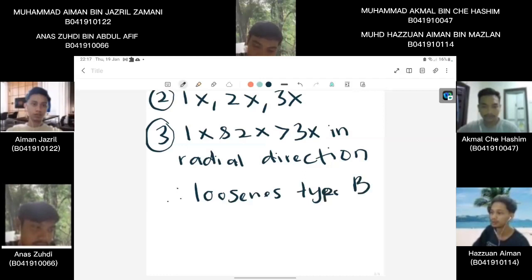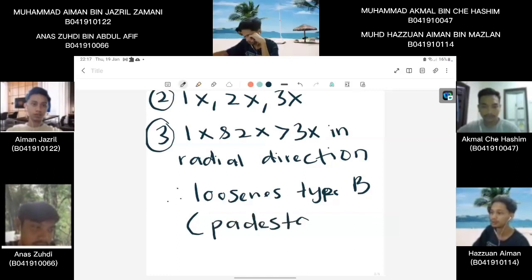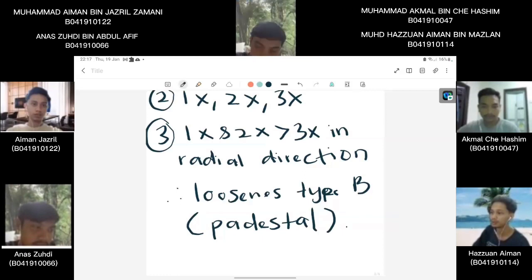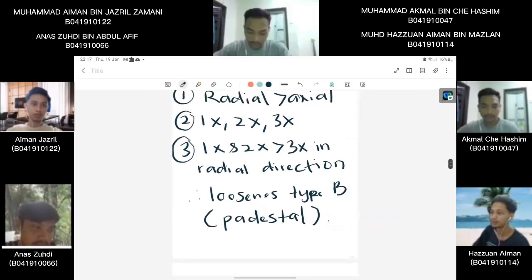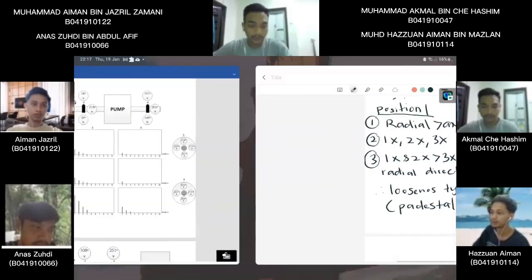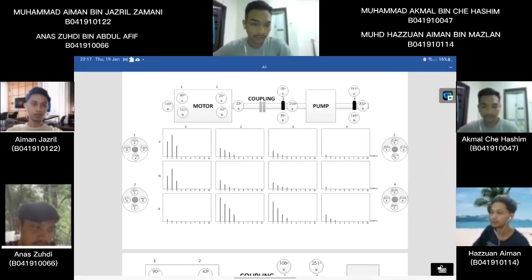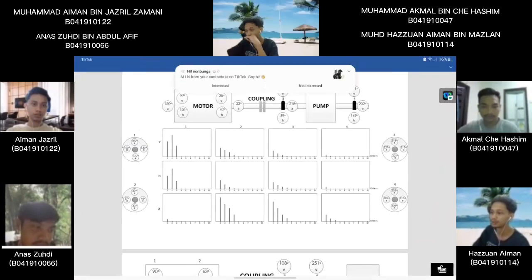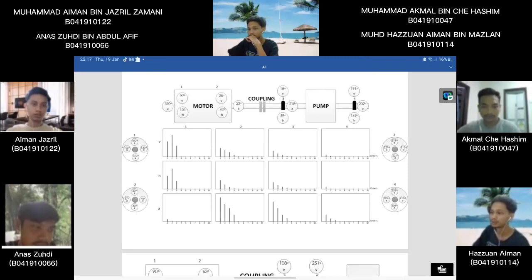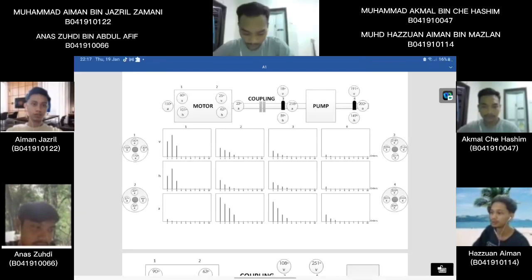Type B. Okay, this is pedestal, right? Yeah, pedestal. This is for motor position 1. There is also for position 2 and 3. So, position 2 and 3.